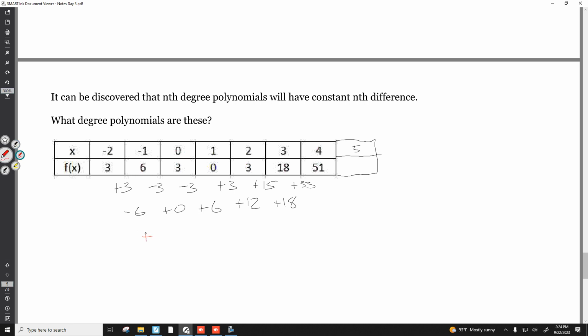Add 6, add 6, add 6, add 6. Oh, the third differences are consistent. This is an x cubed. But tell me what this value right there is. Is it really 108? All right, great. Exactly. It came from the same exact function.